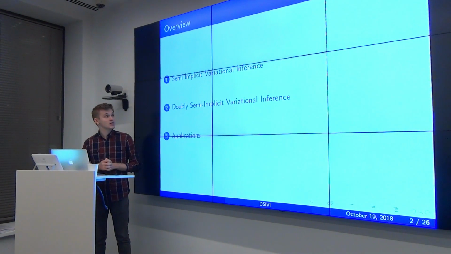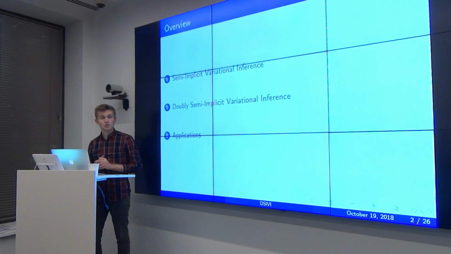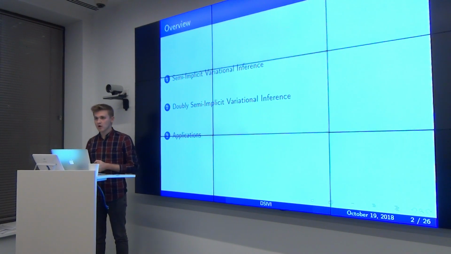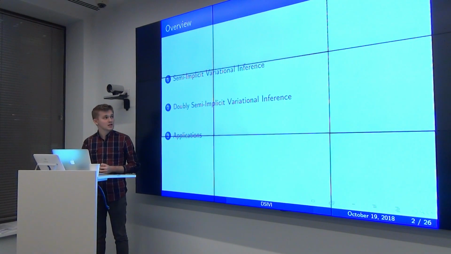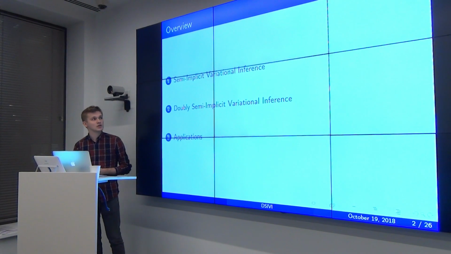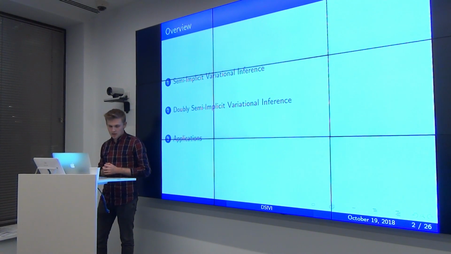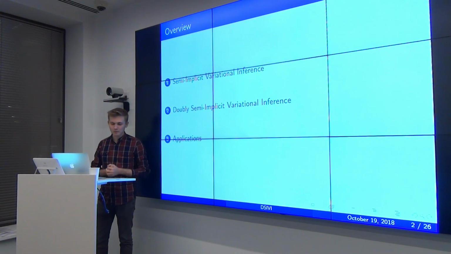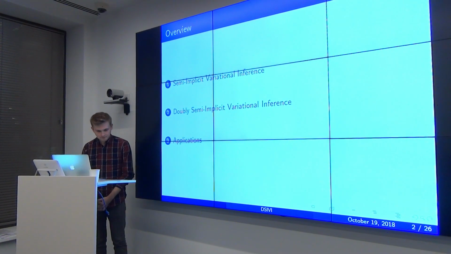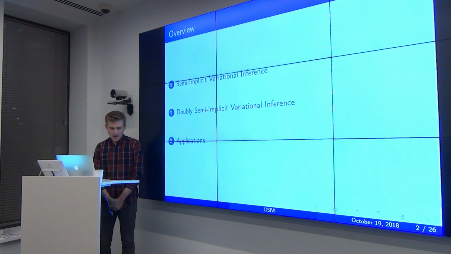My talk consists of three parts. First, I will tell you about a recent paper from the University of Texas at Austin, Semi-Implicit Variational Inference, SIVI for short. The paper proposed a way to use implicit distributions as approximate posteriors.